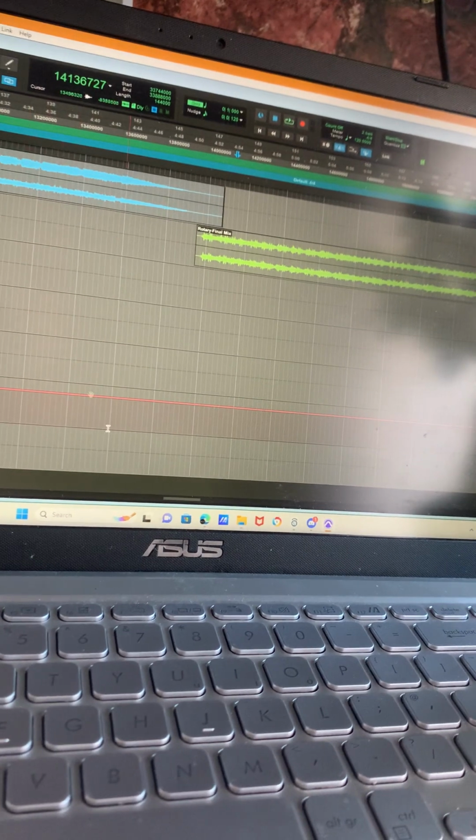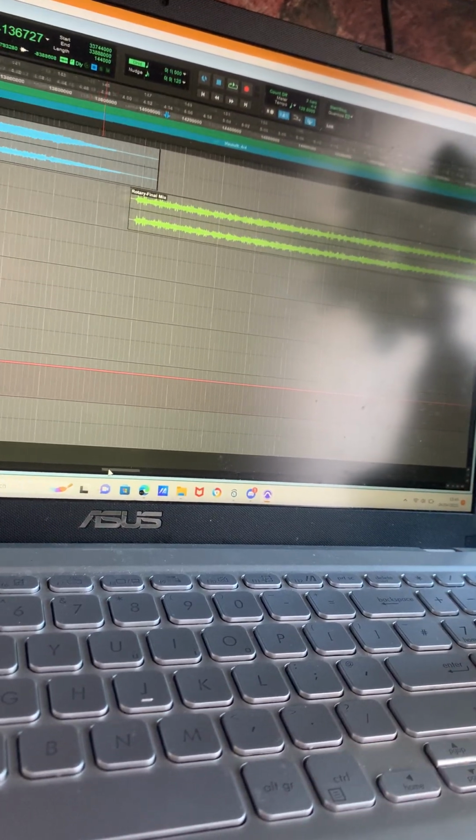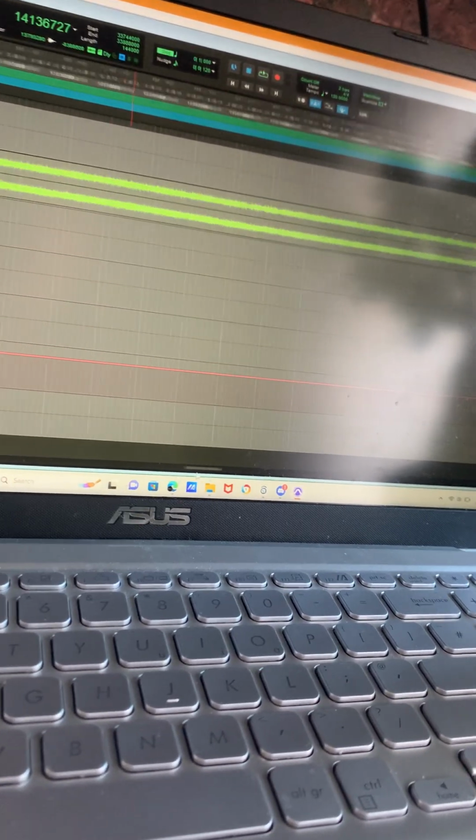So I felt like that was quite well timed, even though there's a tempo change. It just feels right for the ending of that.